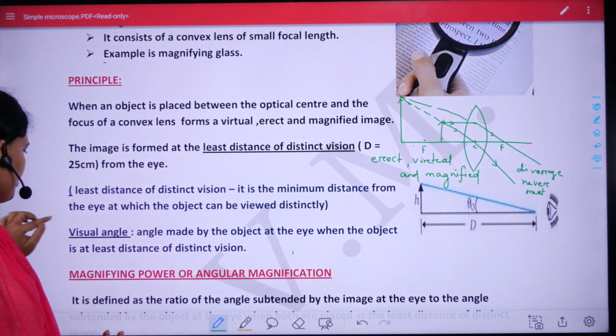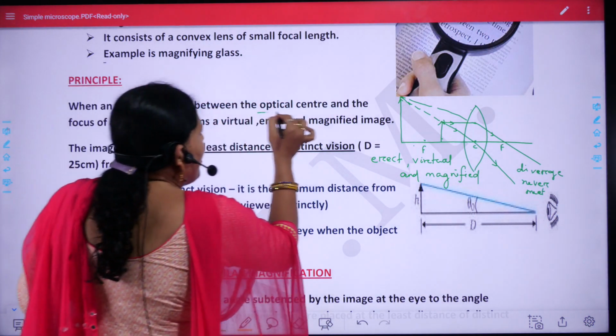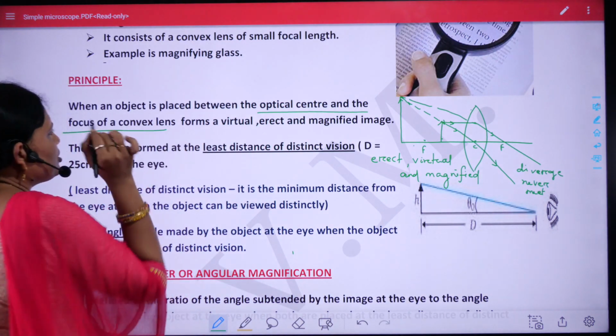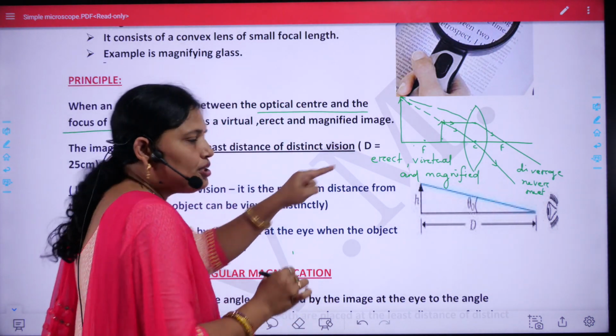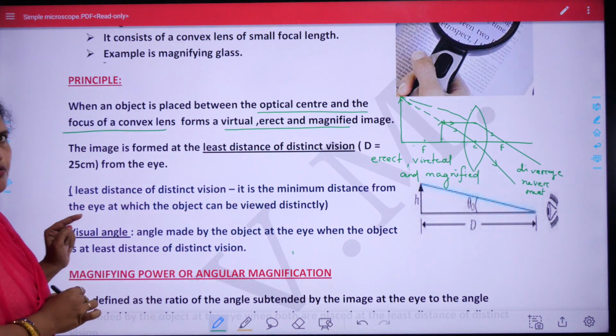So all of you clear about the principle? When an object is placed between the optical center and the focus of a convex lens, what is the nature of the image formed? A virtual, erect, and magnified image is formed.